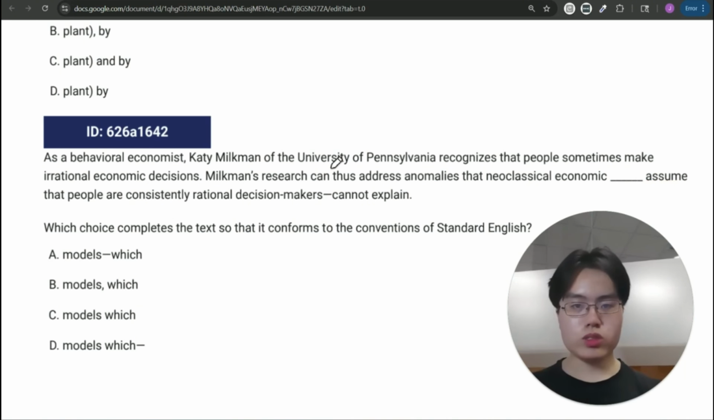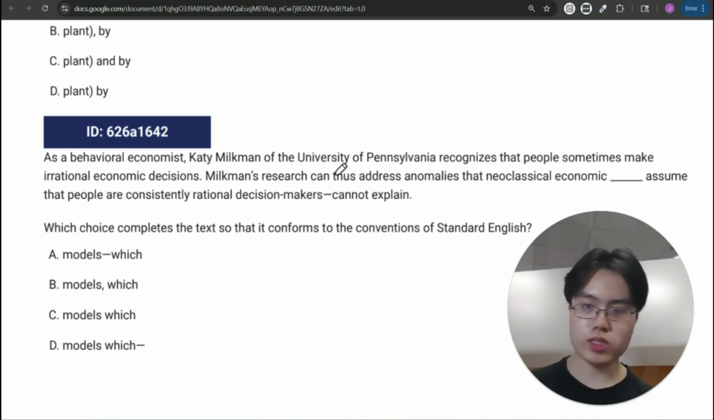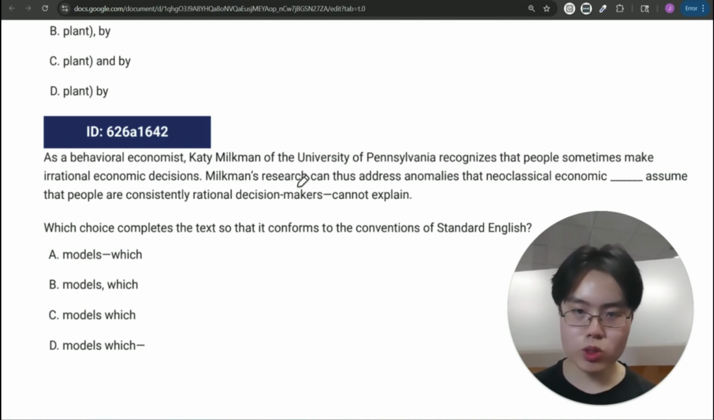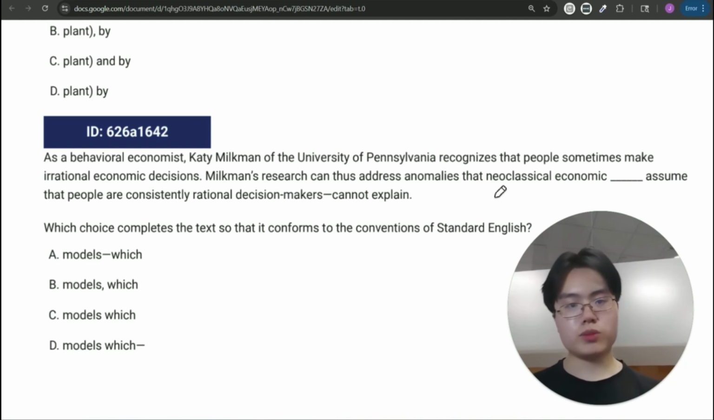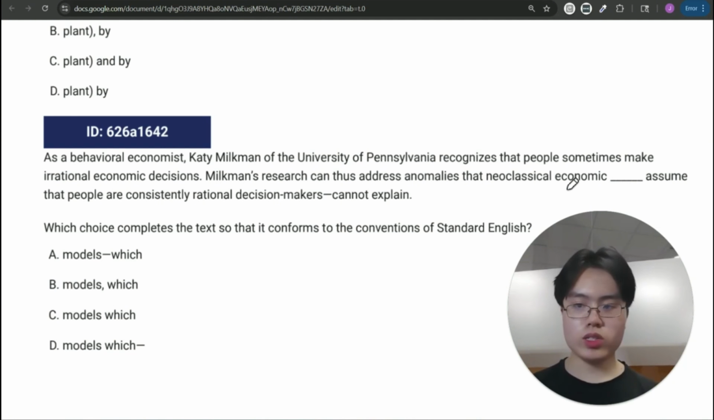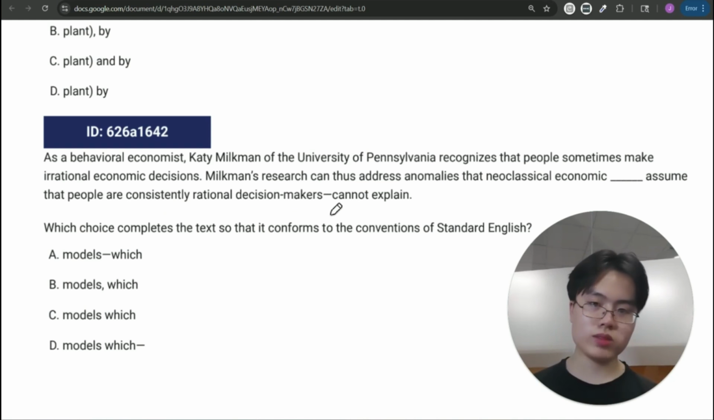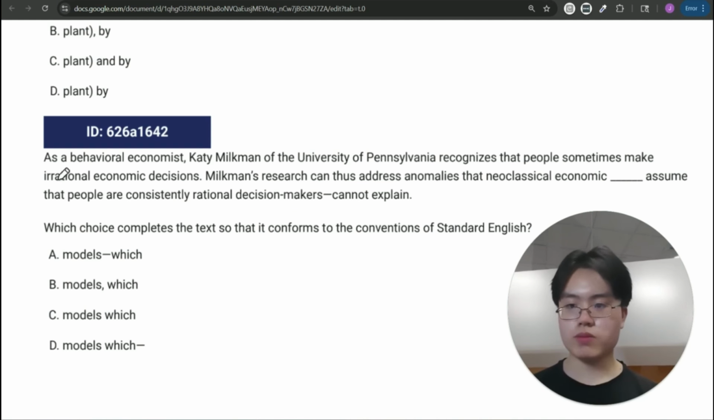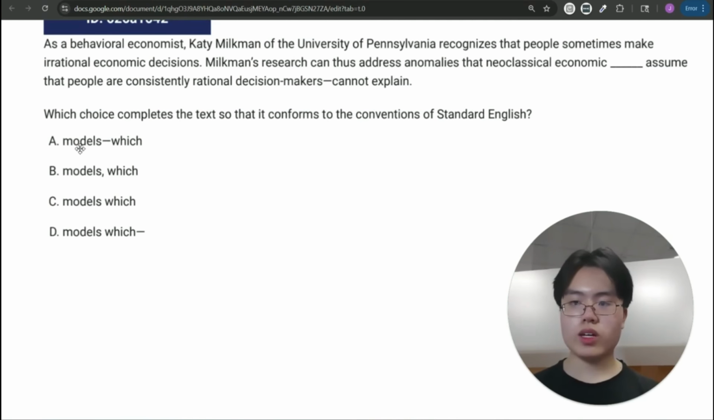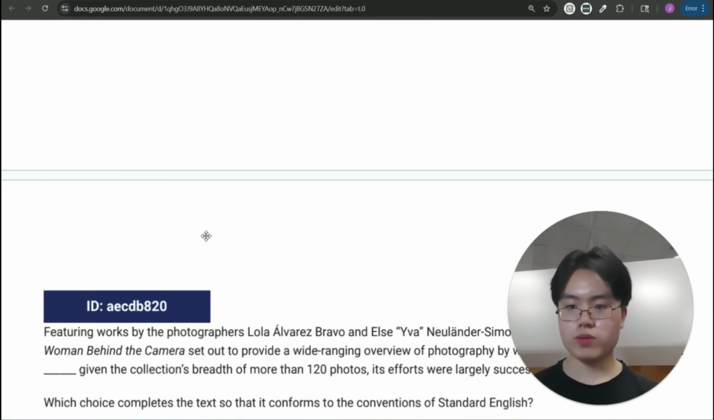How we can make sure is to remove the parts between the dashes from the sentence and see if the sentence still makes sense. Milkman's research can thus address anomalies that neoclassical economic models cannot explain. That makes perfect sense. The one without the "which" makes perfect sense. If you put a "which" there, "the neoclassical economic models which cannot explain," that doesn't sound right to me at all. Why is the "which" there? That doesn't make sense. So A is perfect. Okay, moving on.